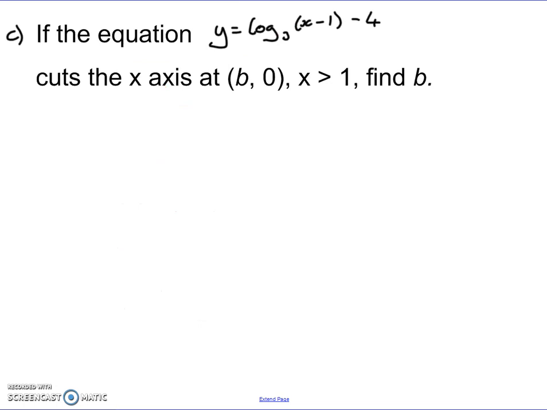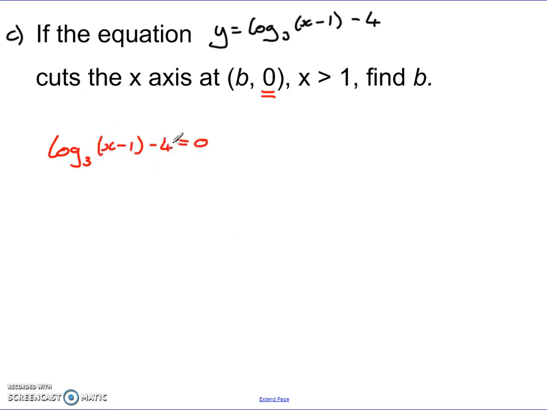Last one was if the equation y equals log to the base 3 of x minus 1 take away 4 cuts the x-axis at b, 0, with x bigger than 1, find b. So b, 0, we know of that coordinate, the y is equal to 0, so what we want is log to the base 3 of x minus 1 take away 4 equals 0. So we want to solve this equation.